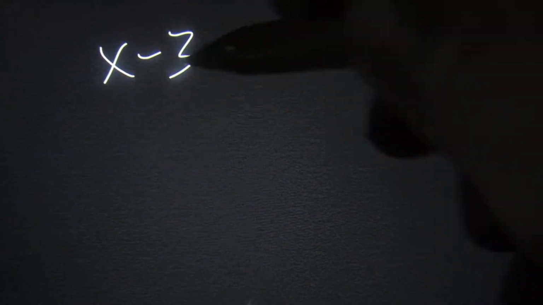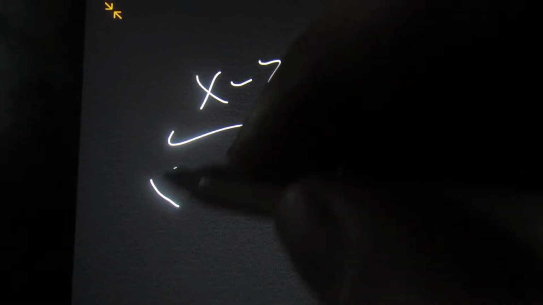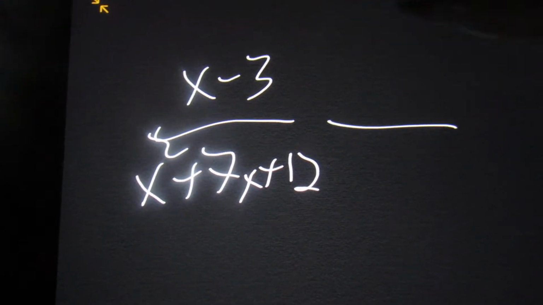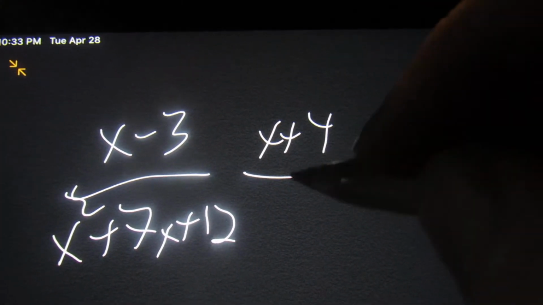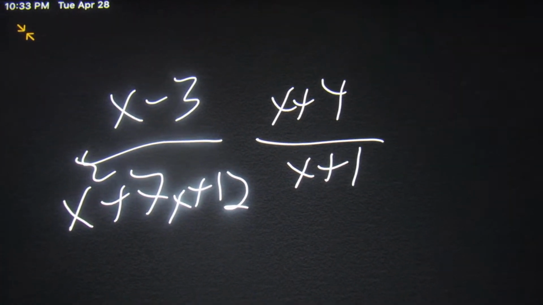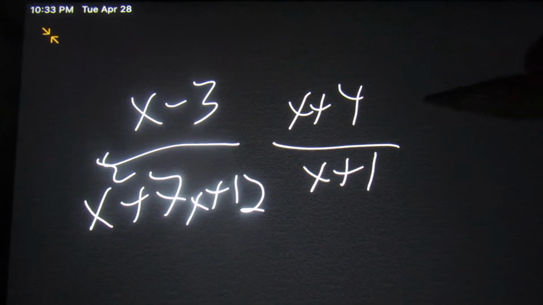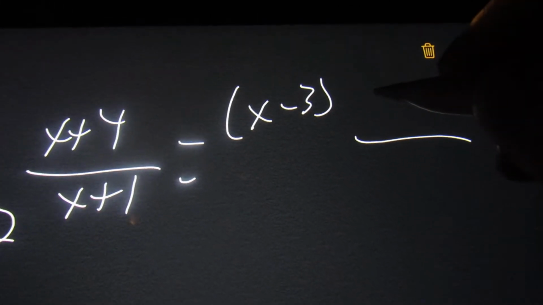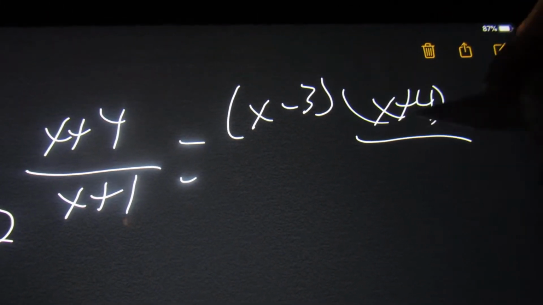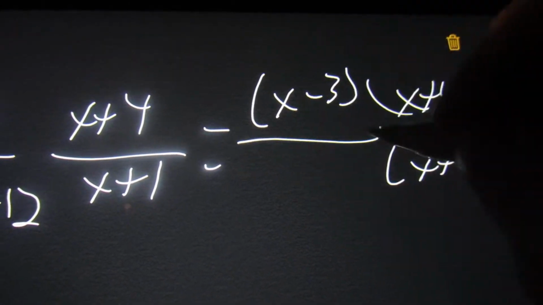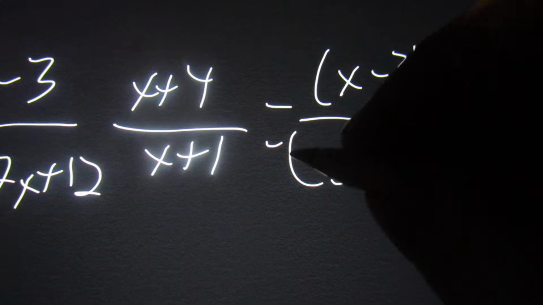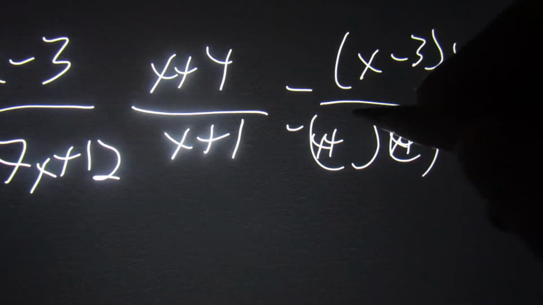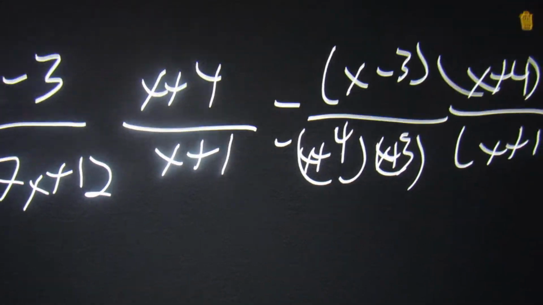Now let's say we have (x minus 3) over (x squared plus 7x plus 12) times (x plus 4) over (x plus 1). So again, put all the binomials in parentheses so that we know that they are together and that they are one factor. Okay, so now we have two pluses, so we're going to have two pluses. And our factors of 12 have to add up to 7, so they are 4 and 3.